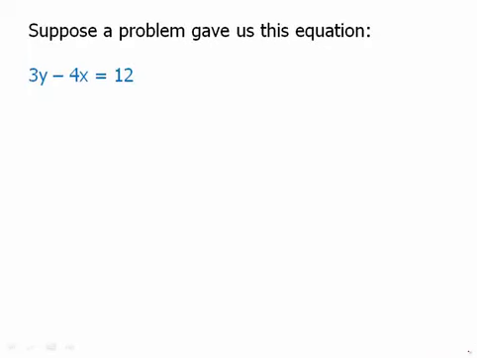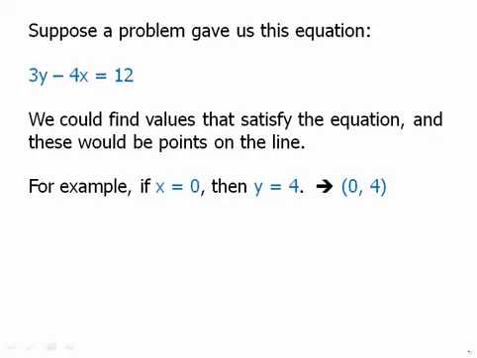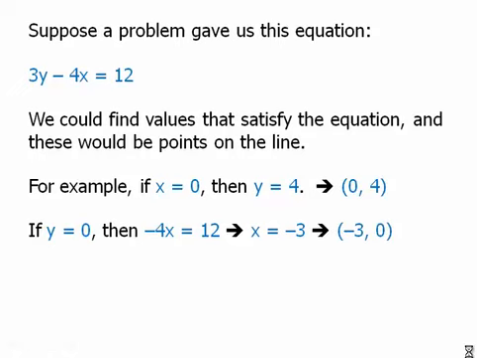So let's look at this particular equation. Suppose the problem gave us that equation. We could find values that satisfy that equation, and these would be points on the line. So for example, we could just plug in. If we plug in x equals 0, then we'd get 3y equals 12, so y would equal 4. So that means that (0, 4) has to be one point on the line. Similarly, we could plug in y equals 0. If y equals 0, then we get negative 4 equals 12. We divide, we get x equals negative 3. So that must be another point on the line: x equals negative 3, y equals 0. So we have 2 points.